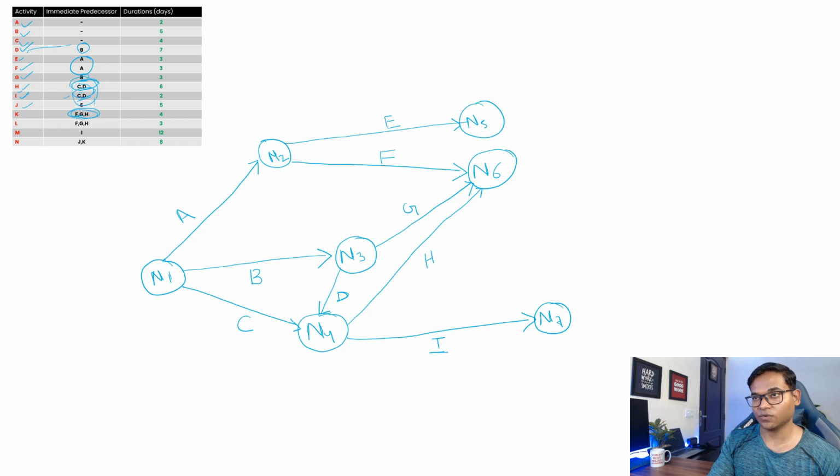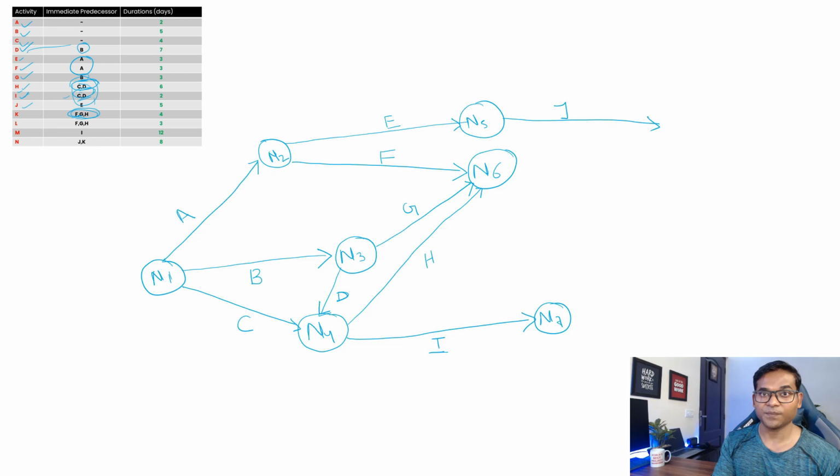So E is ending at node 5, so we will just simply draw a node which is J. Okay, and J is basically an independent activity. Now if you see here, we have the activity J and K should converge at some point because we need to draw activity N. Keep this in mind, right? So, and that is your K now.